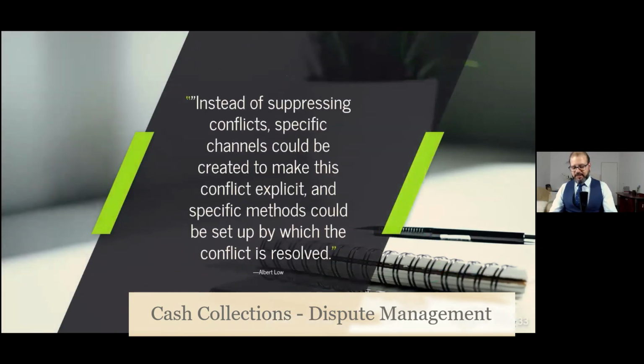I would like to quickly share one more quote: instead of suppressing conflicts, specific channels could be created to make the conflict explicit, and specific methods could be set up by which the conflict is resolved. Very right. This reflects back to my first point, that we need a very clear strategy of what we really want to achieve when it comes to our disputes. Whether we face them currently or not, we need to be prepared with a very clear action plan. And if we face them, there is no need to suppress them. There is a need to face your conflicts, face your disputes, and only then are you able to resolve them.